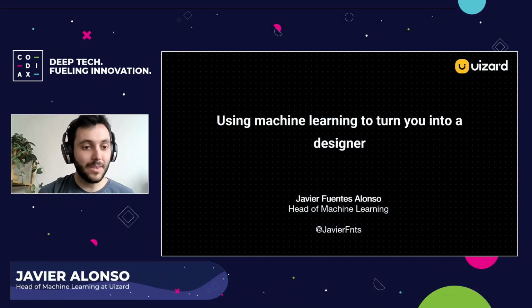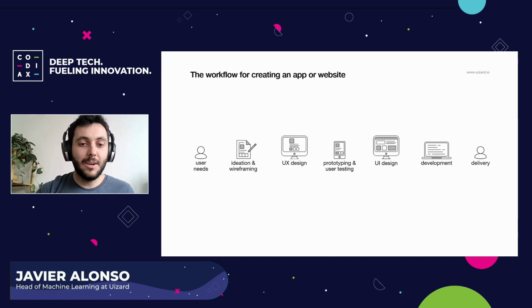Well, hello everyone. My name is Javier Fuentes Alonso, and I'm the head of machine learning at Uizard. And today I will be telling you about how machine learning can turn you into a designer. But first, let me start by explaining a little bit how the current workflow for creating an app or website looks. It looks a bit like this. You usually get your user needs, then you have a stage of wireframing, developing the UX design for it, testing it, then doing some colors and designing the different components, so the UI design, and finally all the development, and then you deliver your product.